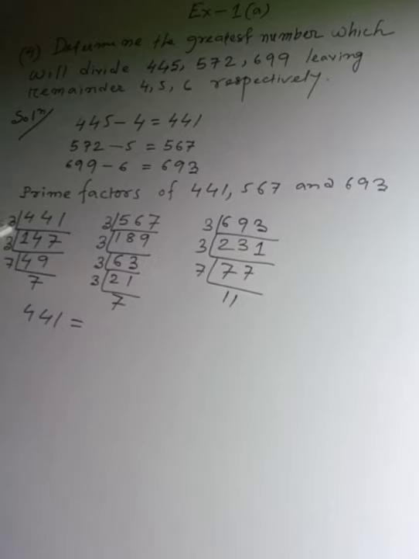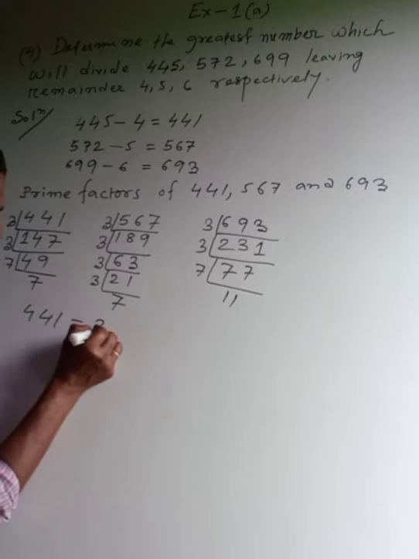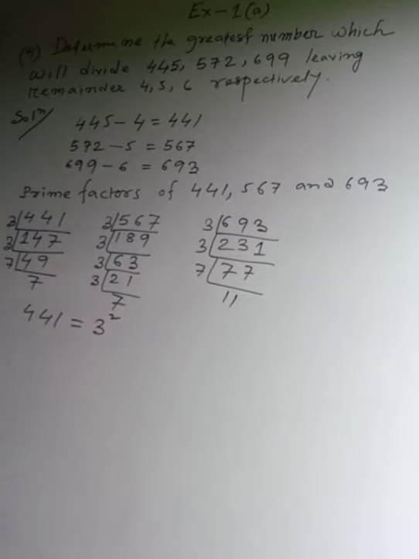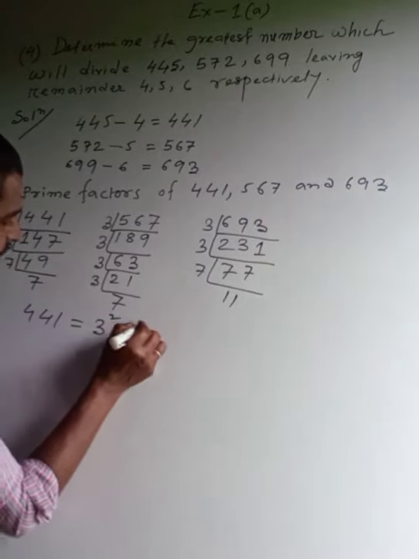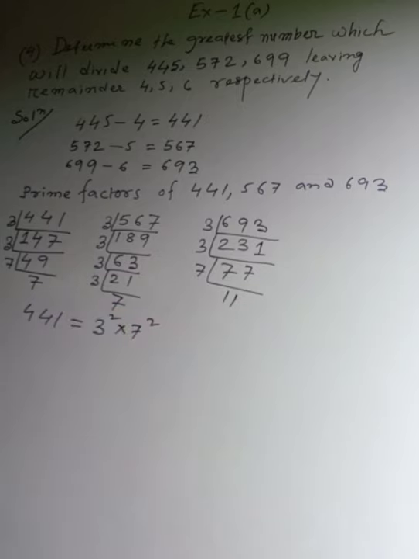You can see 1, 2. So we can write 3 square. 7 into 7. How many times 7? 2 times. So we can write 7 to the power 2.